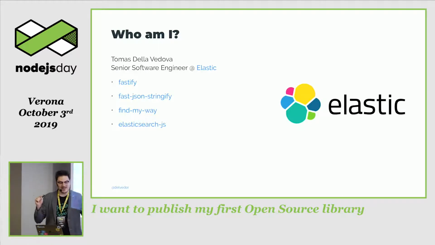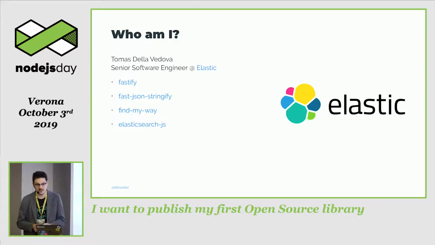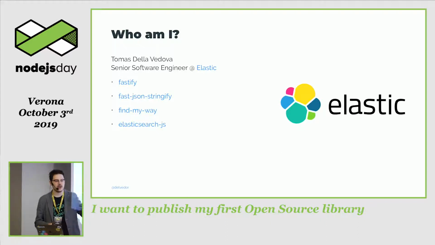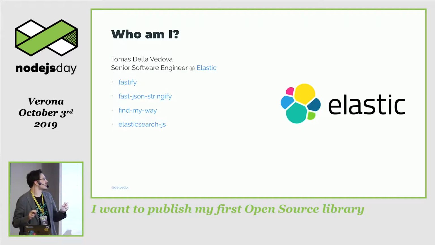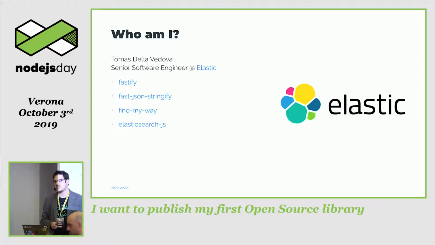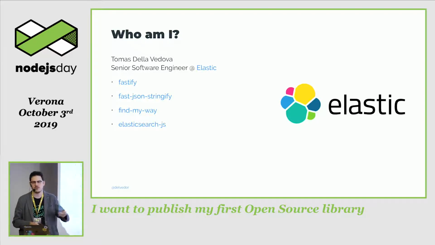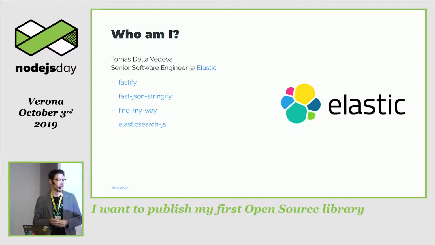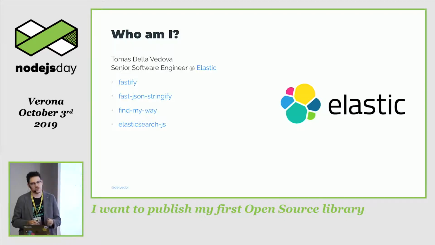I'm a software engineer at Elastic. My work there is to build and maintain the Elasticsearch client for Node.js. Elastic is the company behind Elasticsearch, Logstash, Kibana, Beats, and many other cool products. You just saw one of the many use cases in the previous talk. In my open source time, which is also 100% of my time, I work on Fastify, FastJSON Stringify, FindMyWay, and Elasticsearch.js. Fastify is a web framework for Node.js, FastJSON Stringify is a serialization library, FindMyWay is an HTTP router, and Elasticsearch.js is, as said, the client for Elasticsearch.